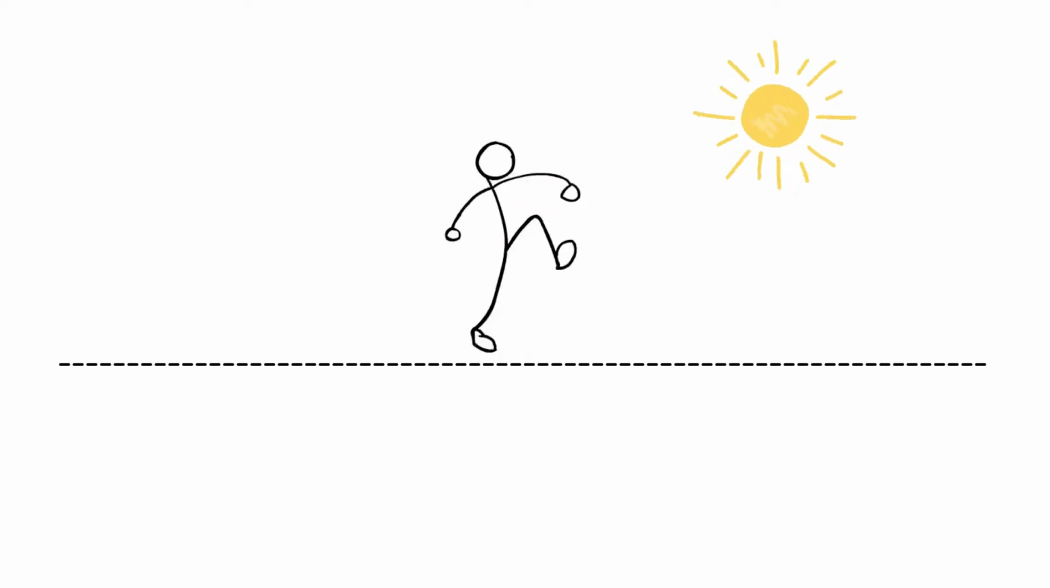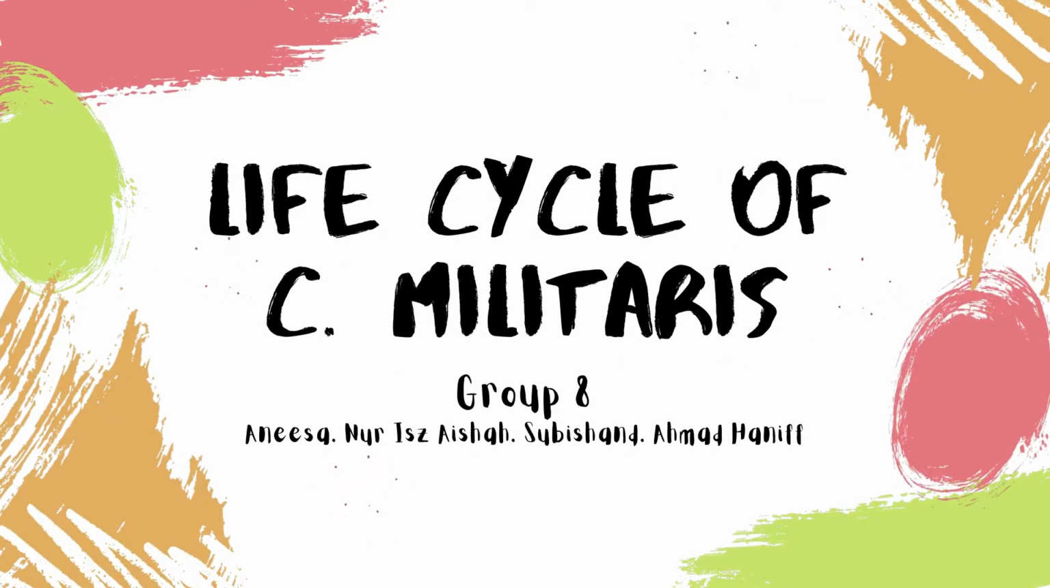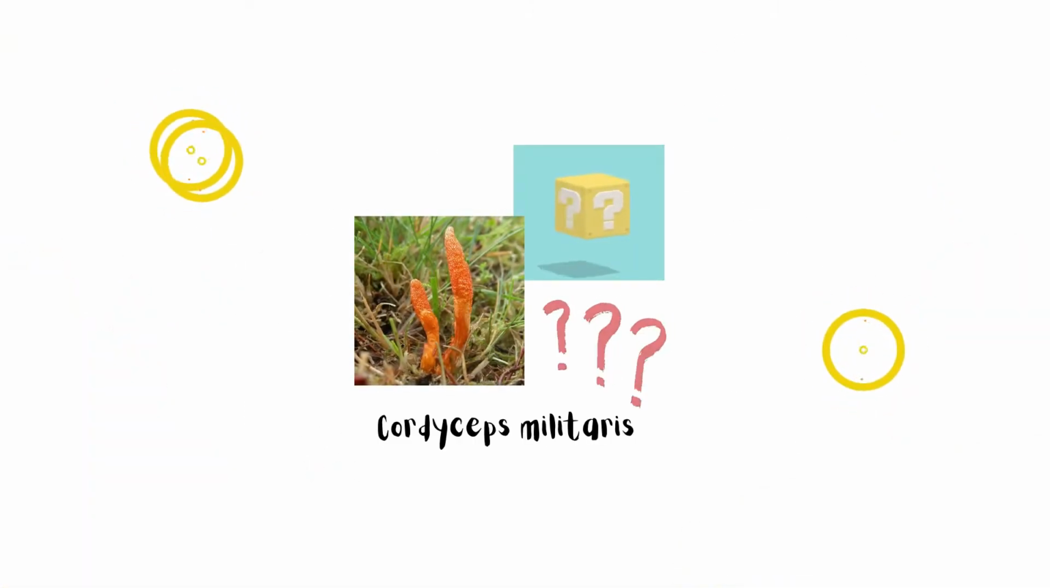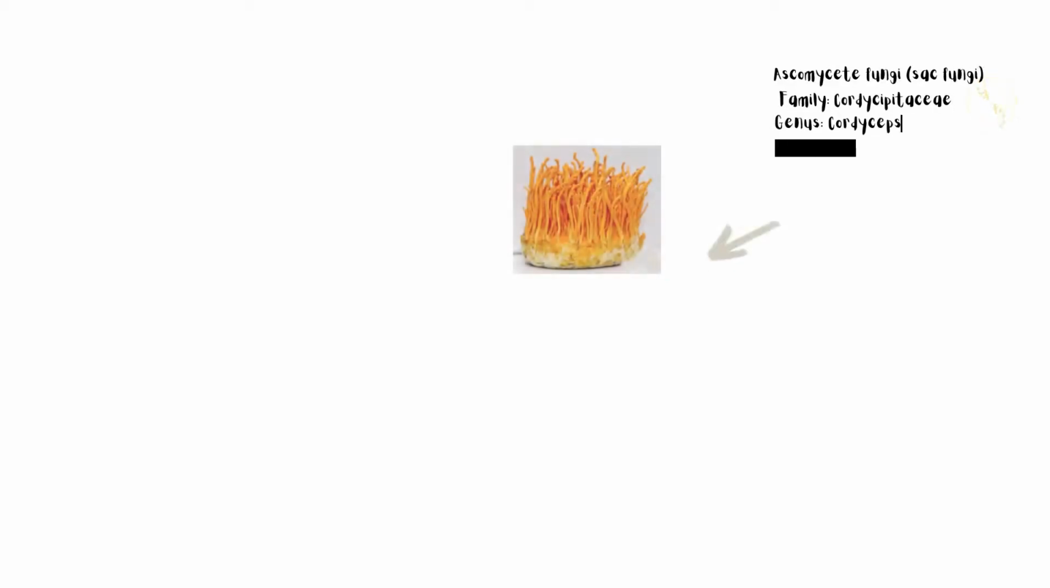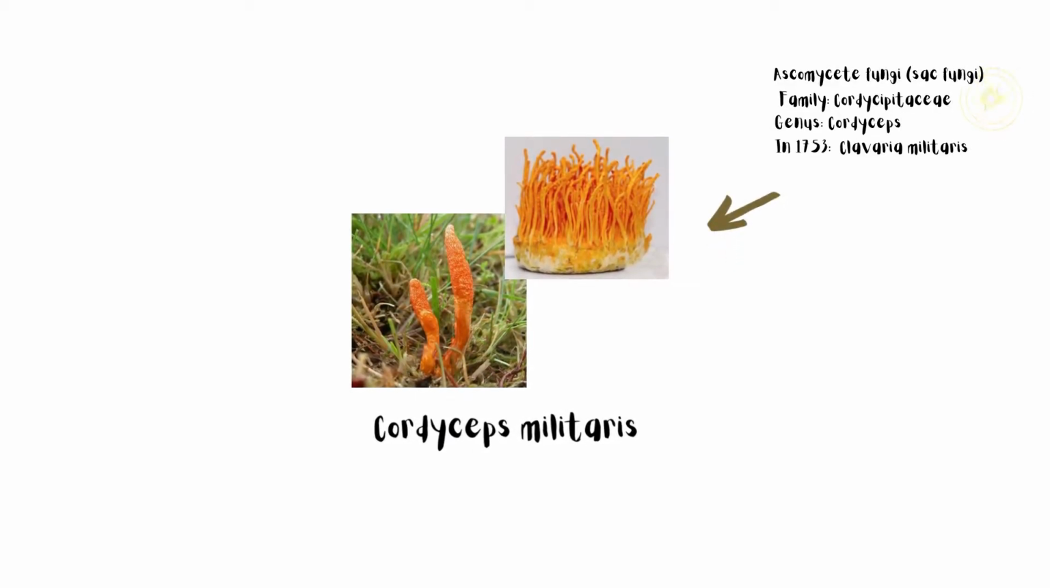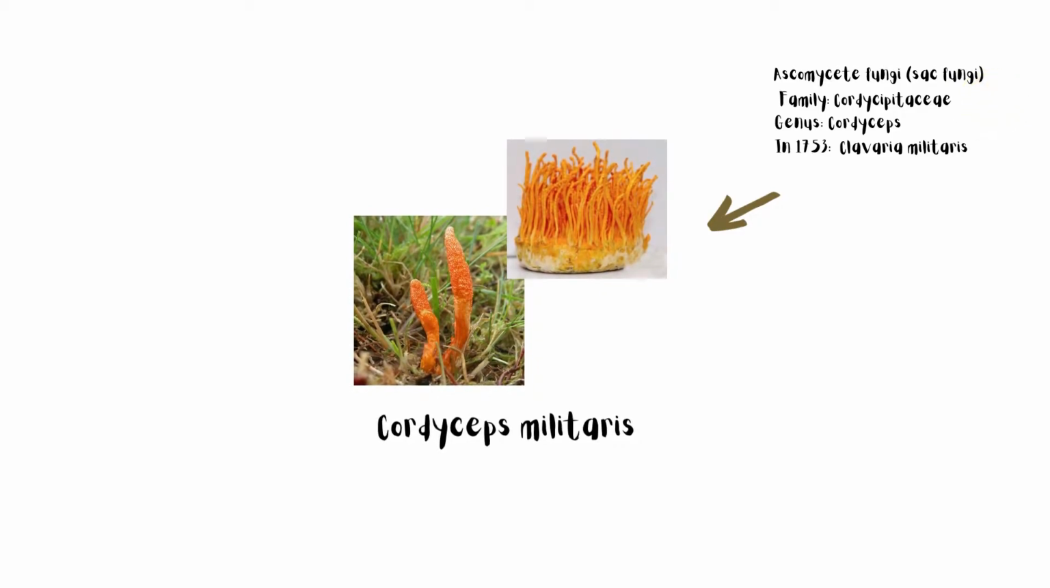Today, we are going to present to all of you about the life cycle of Cordyceps militaris. But first, what is Cordyceps militaris? Cordyceps militaris is an ascomycete fungus in the family of Cordycepitaceae and the genus of Cordyceps. Their early scientific name in 1753 was Clavaria militaris.